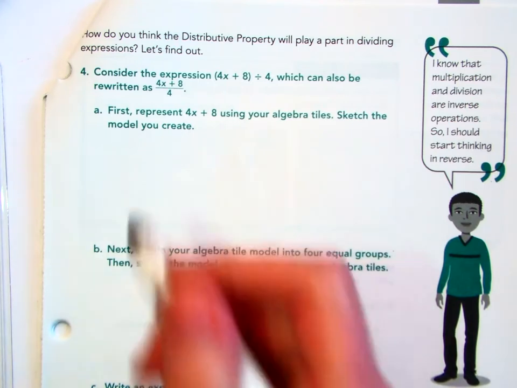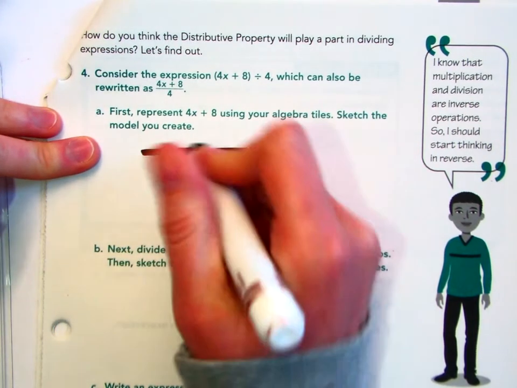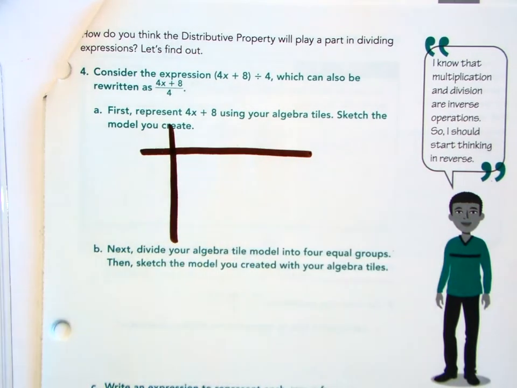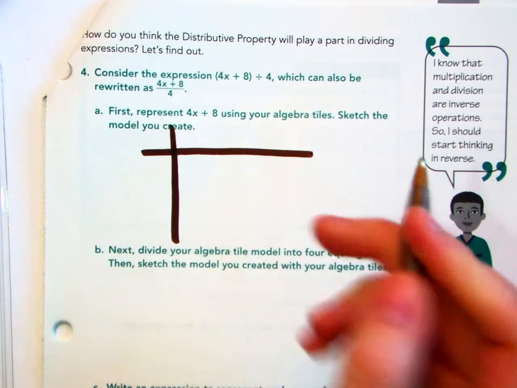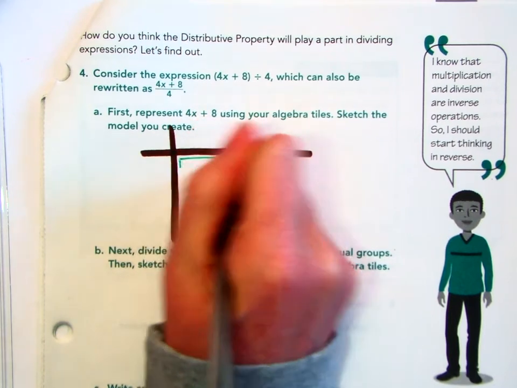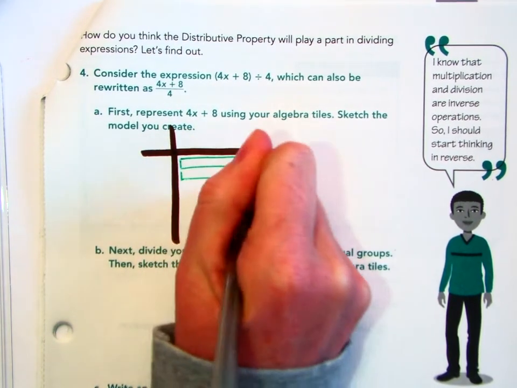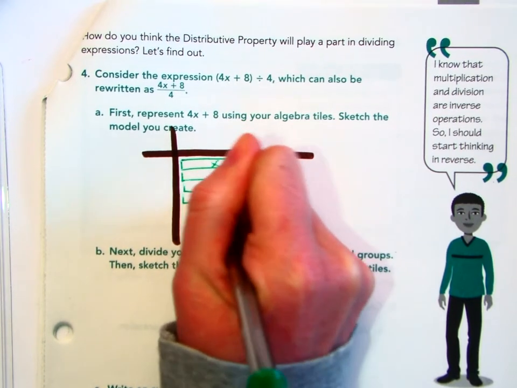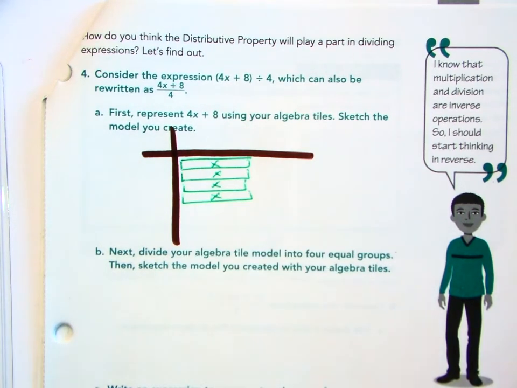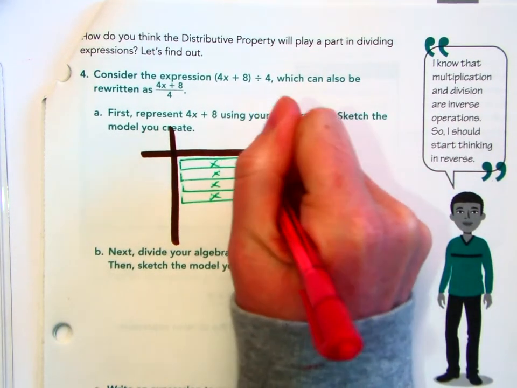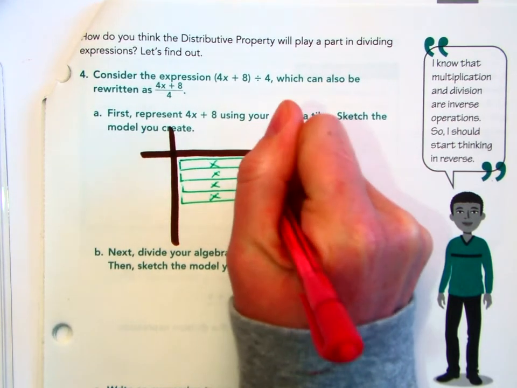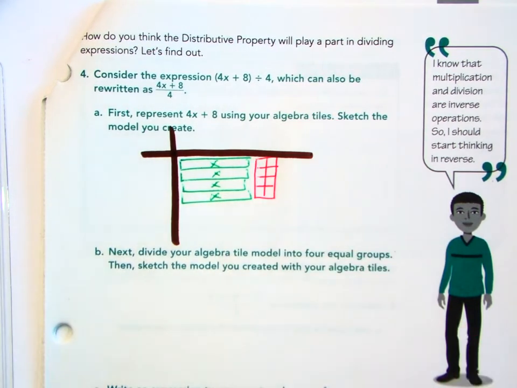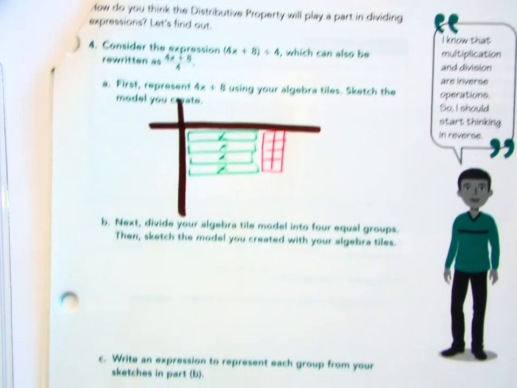So this was my algebra tile model. My 4 x's would be living in here. X, X, X, X, and then my 8 singulars, I'm just going to draw it like that, would be there.